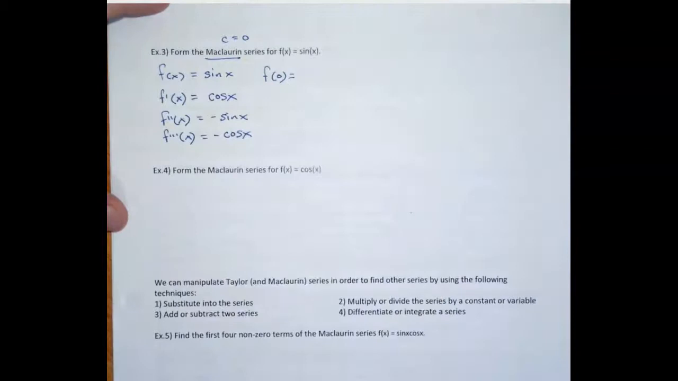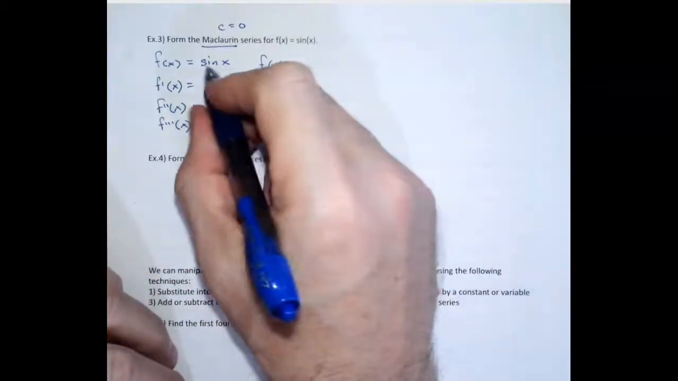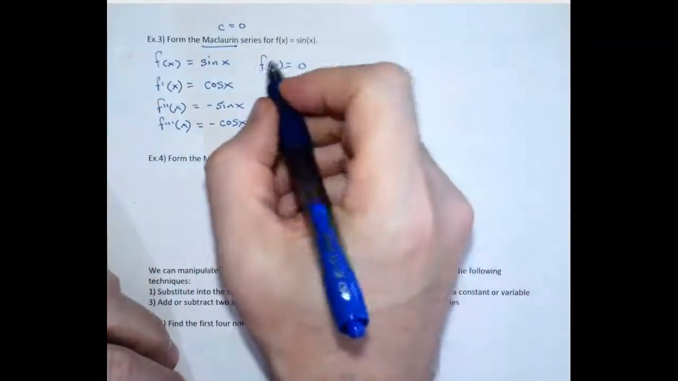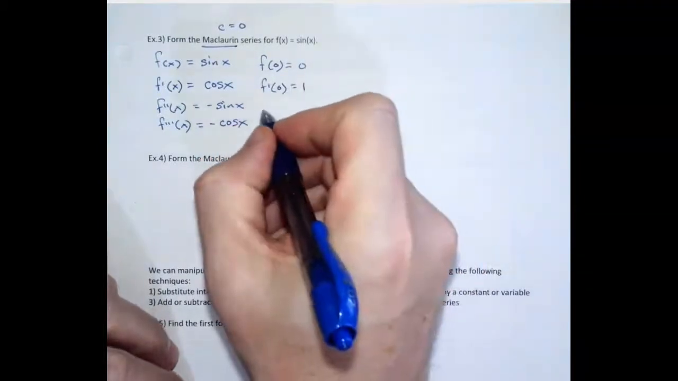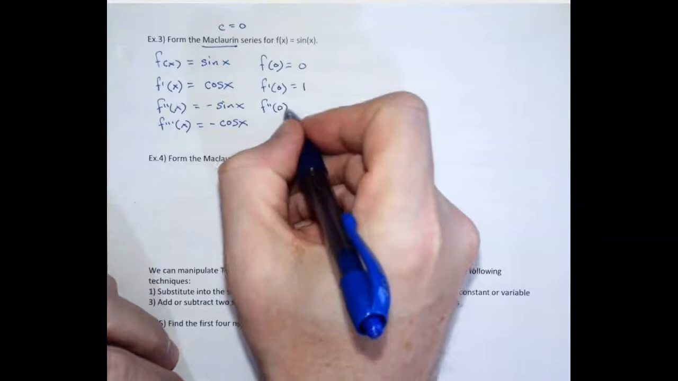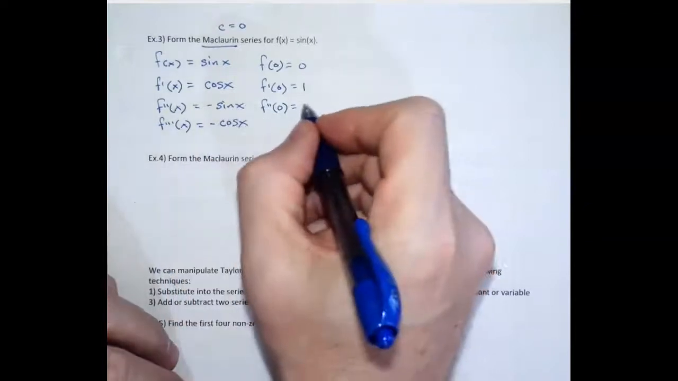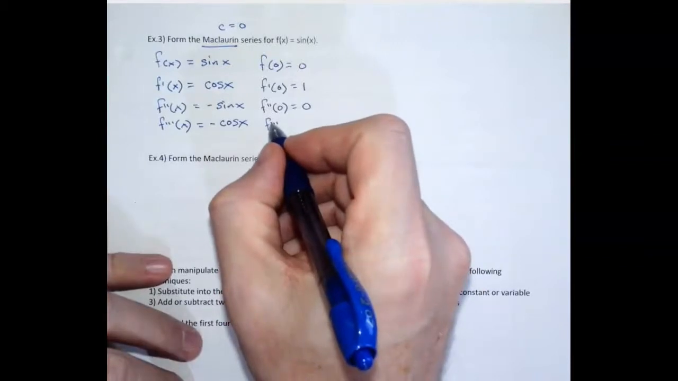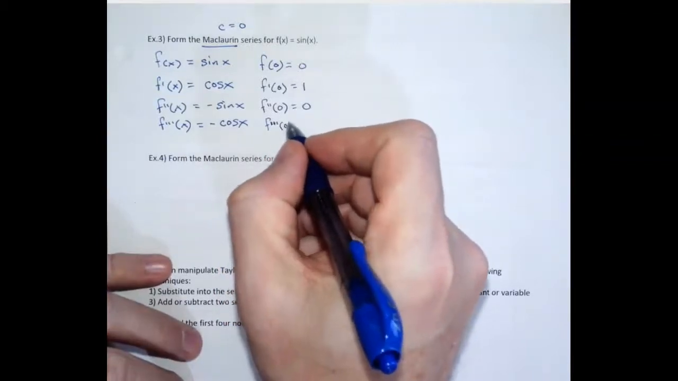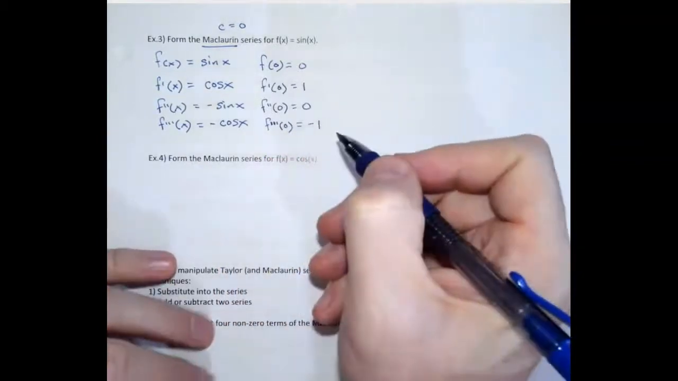So f of 0. The sine of 0 is 0. And then the cosine of 0 is 1. And then the second derivative evaluated at 0 is 0. And then the third derivative at 0 is negative 1.